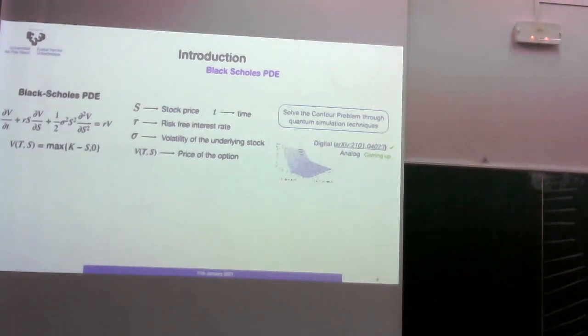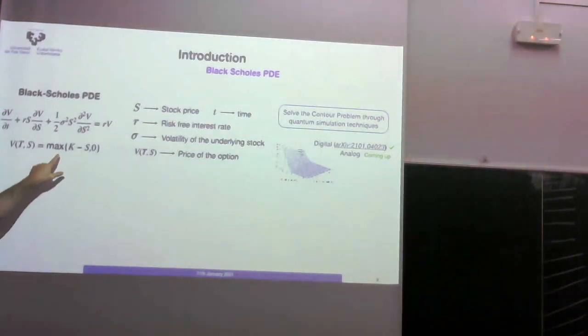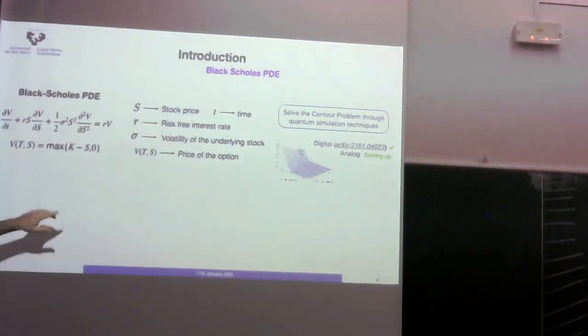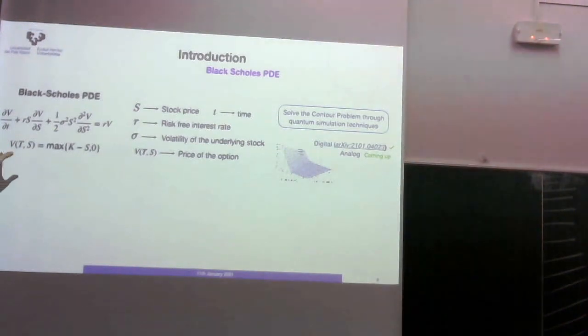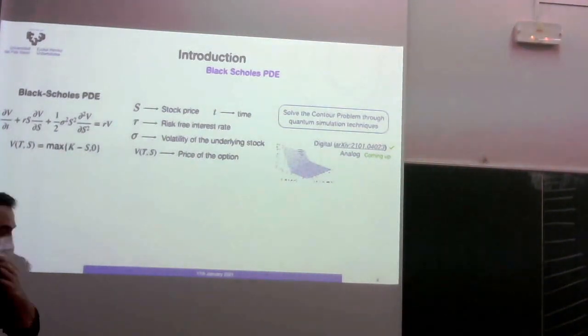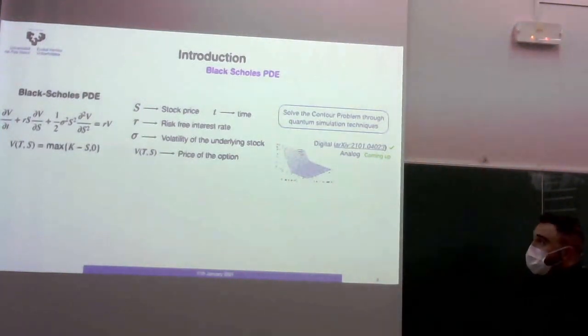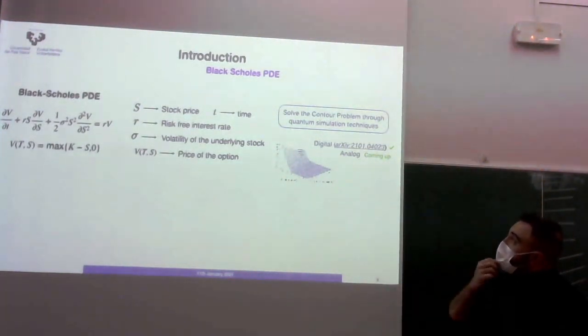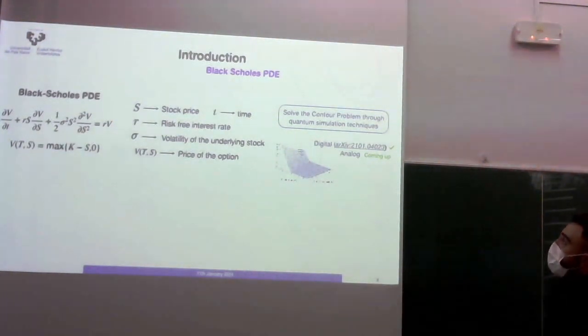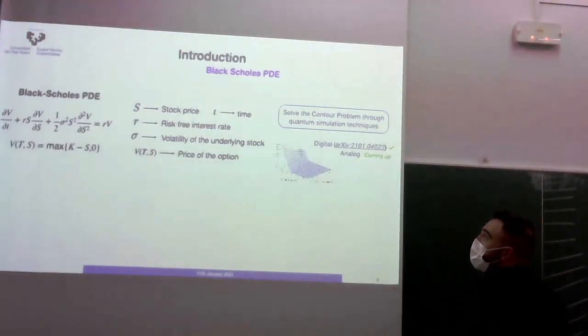In this case, we are assuming the easiest problem of pricing option. So we have this linear function for the payoff and 0 in case that the stock is under the strike price. So this equation depends on a lot of constants, which are related with the market behavior. So just assume them as constants. And the point here is that we have to solve a contour problem through quantum simulation techniques. We have already solved this problem using a digital quantum computer, using quantum gates, and now we are solving this problem using an analog device.